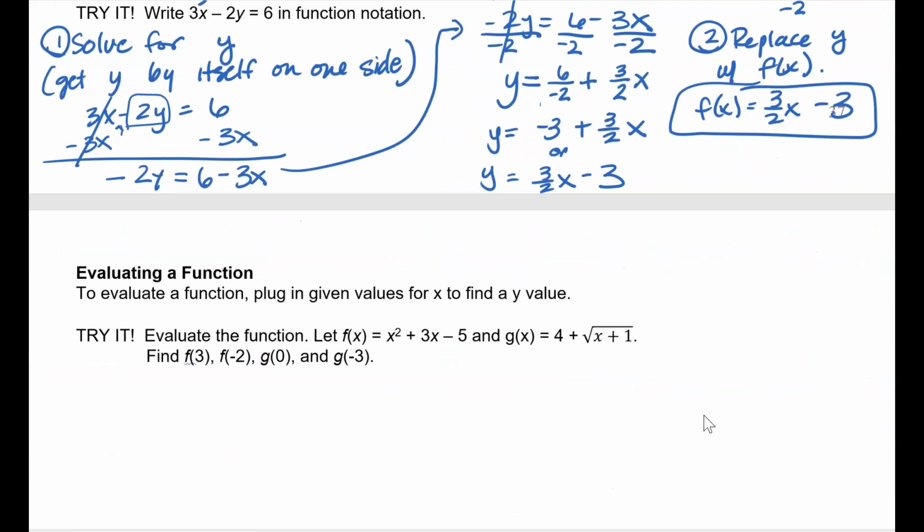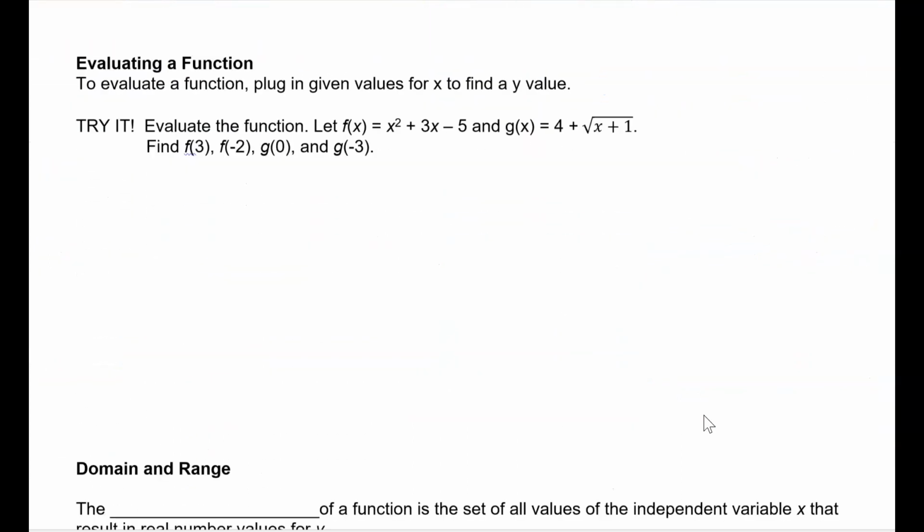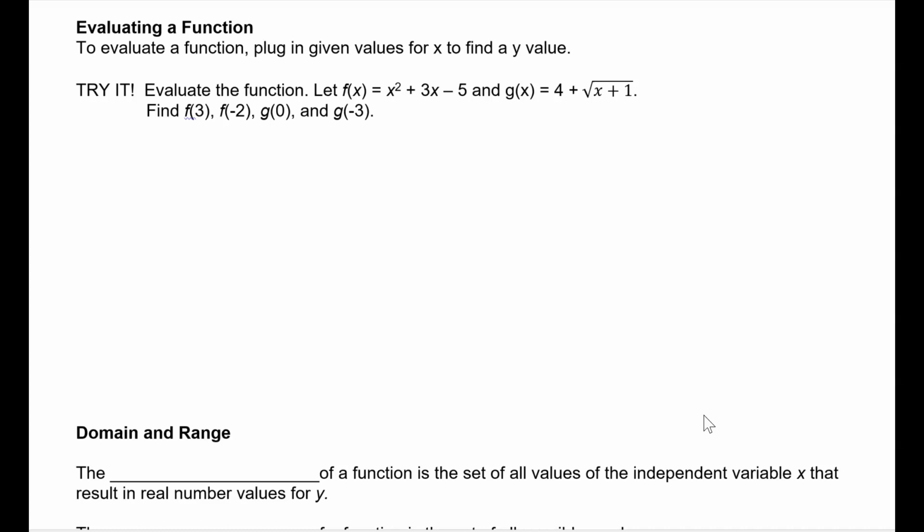Okay, so we're going to move on to the next page. We're going to talk about evaluating a function. Evaluating just means to plug in. I often say plug and chug. It means just to plug whatever value you're asked for in for x and find y. The shorthand notation for this is just f of whatever number they want you to plug in. So for instance, f of 3 means to take 3 and plug it in for x in the function f.